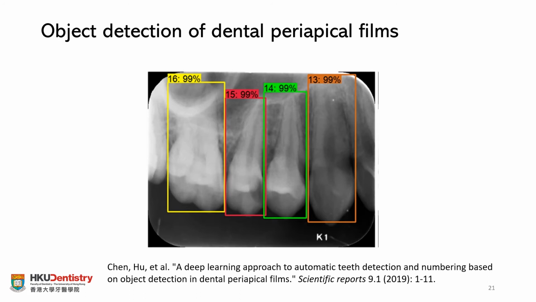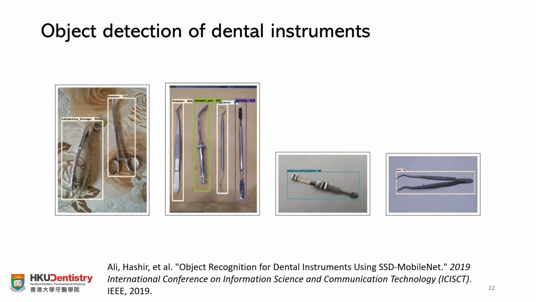Suppose that we have periapical films and periapical images, and we want to detect different tools in these images. It can also be a panoramic image as well. Here we can develop some object detection algorithm to discover different tools for us. Also, this one is another application of object detection, which somehow can be interesting. This work actually tried to use the object detection algorithm to identify different dental instruments.